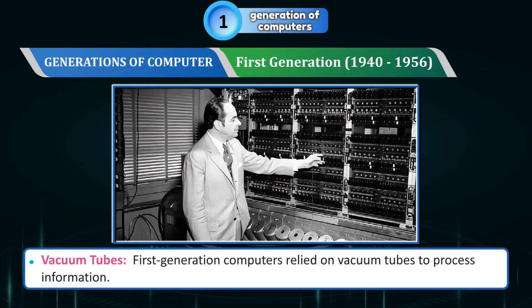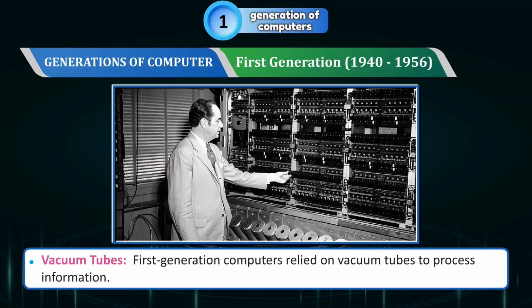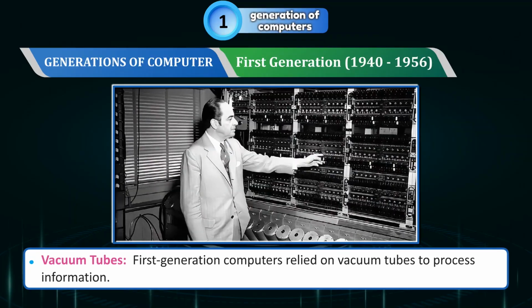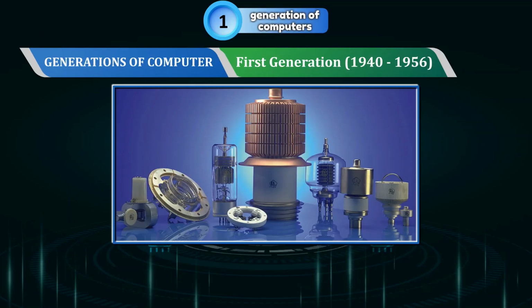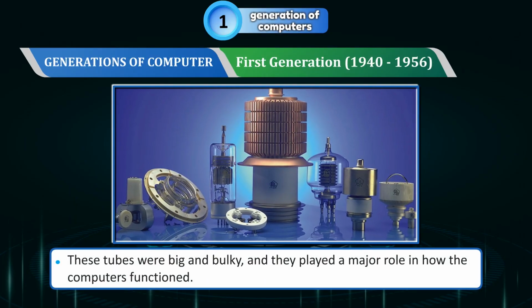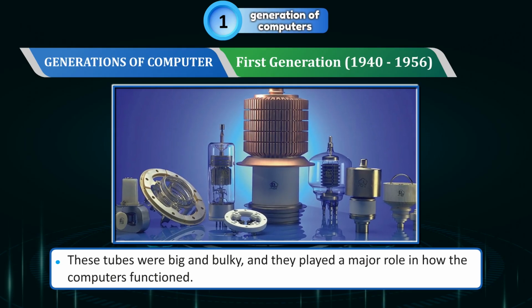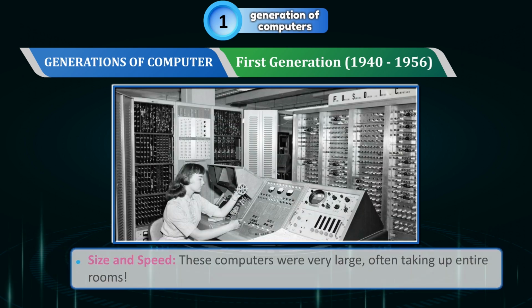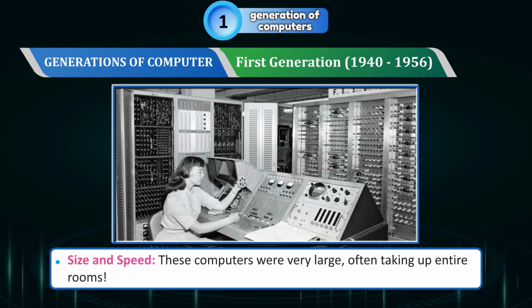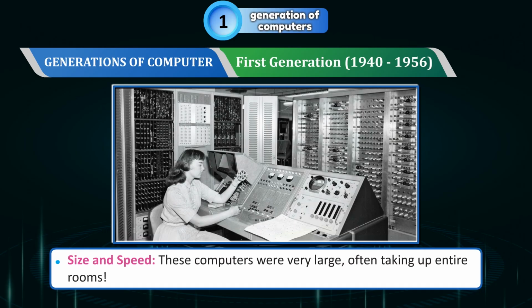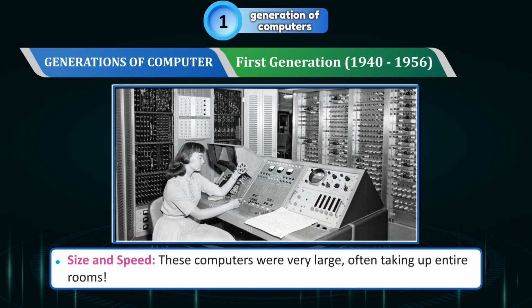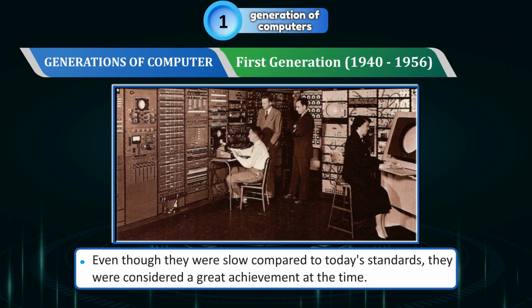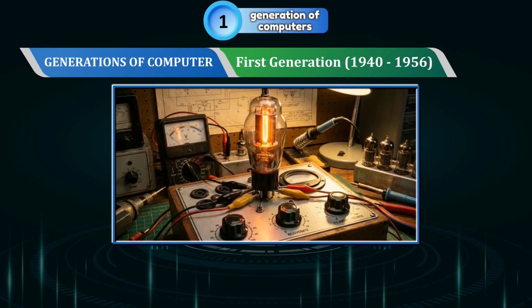Vacuum tubes. First generation computers relied on vacuum tubes to process information. These tubes were big and bulky, and they played a major role in how the computers functioned. Size and speed. These computers were very large, often taking up entire rooms. Even though they were slow compared to today's standards, they were considered a great achievement at the time.